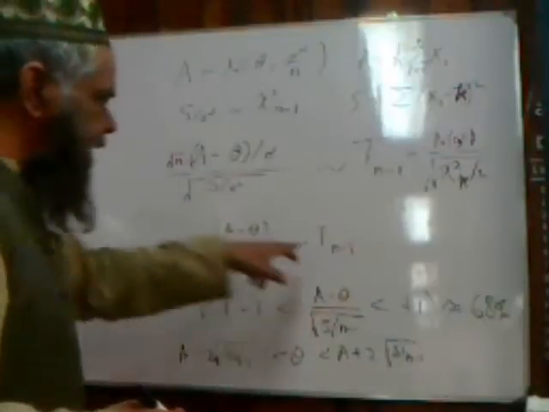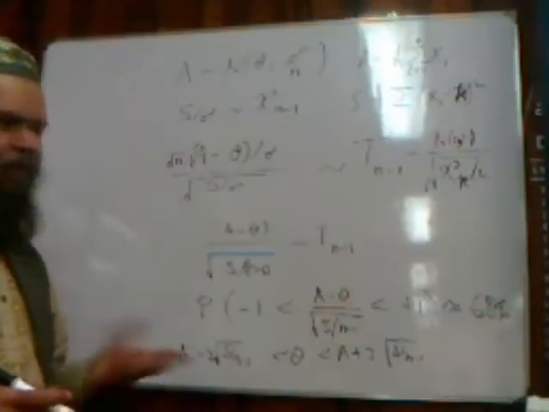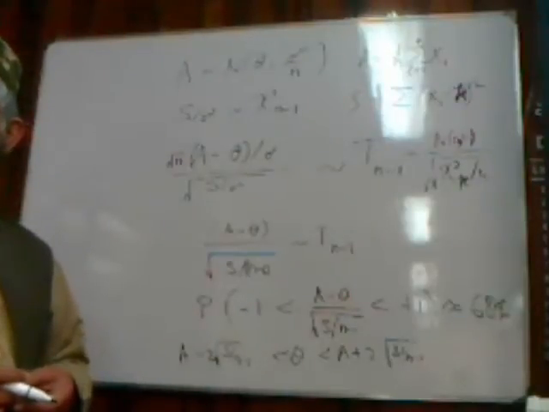So T distribution is symmetric around 0. So theta minus A will also be T with n minus 1.